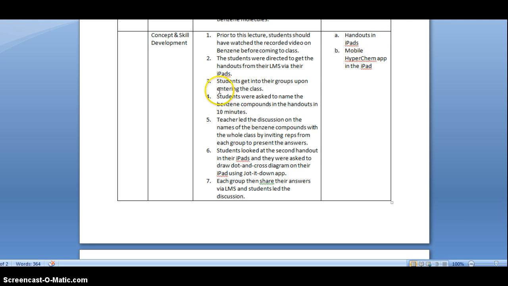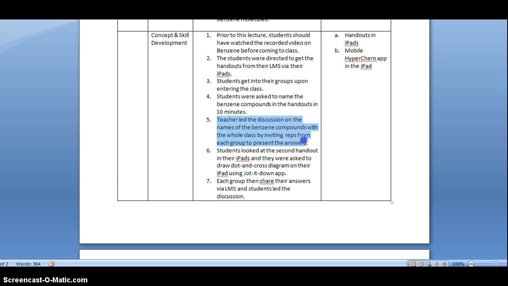Number three, students get into their groups upon entering the class. That means I've already divided them into groups prior to this lesson. Number four, students were asked to name the benzene compounds in the handouts in 10 minutes. So I give them the time, and as lecturers or teachers, we keep the time. Once it's done, next, number five. The teacher led the discussion on the names of the benzene compounds with the whole class by inviting representatives from each group to present the answers.